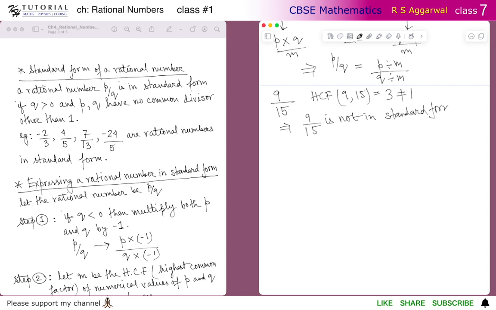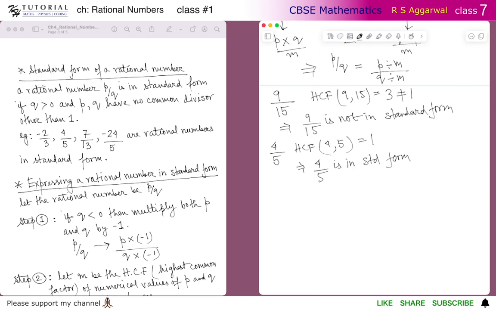form. Okay. Now let's say 4 by 5. Here we know that the HCF of 4 and 5 is 1, because they have no common divisor other than 1. So this implies 4 by 5 is in standard form. In short, I am writing STD for standard form.